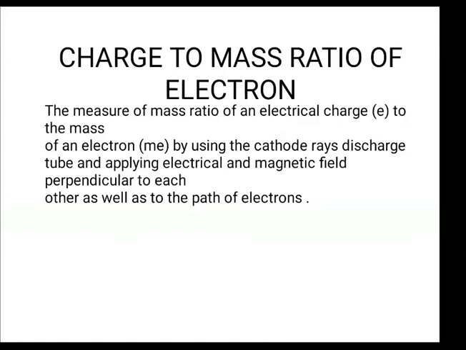So, determination of charge to mass ratio of electron. Now this was done by J.J. Thomson. J.J. Thomson in 1897 determined the e/m ratio for the electron. e means charge and m means the mass of the electron. And he did it by using a cathode ray discharge tube again.